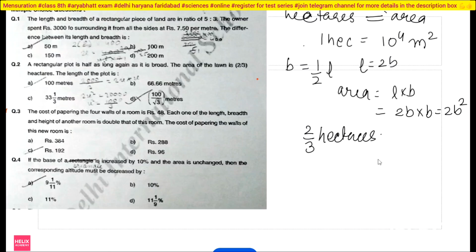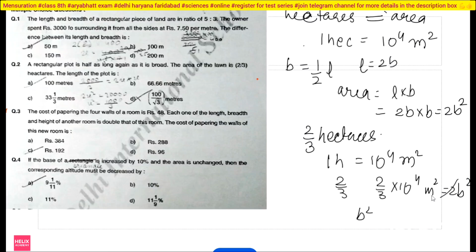So how can you reduce it into meters? I know that 1 hectare is equal to 10 to the power 4 meter. So 2 by 3 hectare is equal to 2 by 3 into 10 to the power 4 meter square, and it is equal to 2b square. So I can find out b square is equal to what? Like this way, 2 cancels out. So b square is nothing but 1 upon 3 into 10 to the power 4.